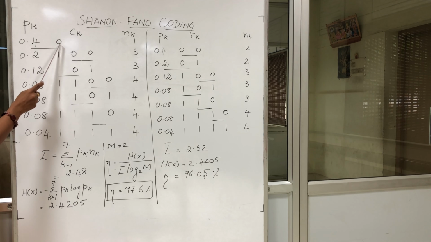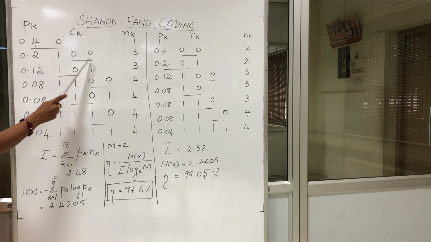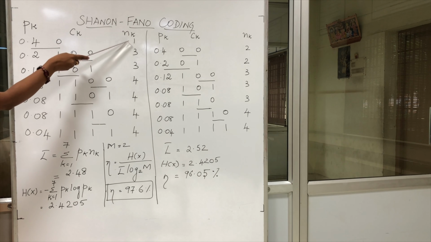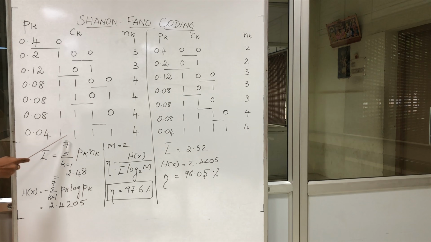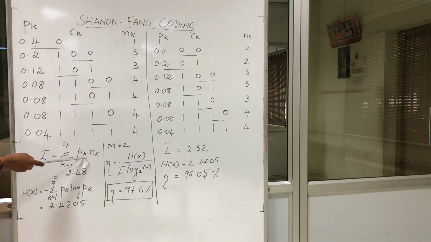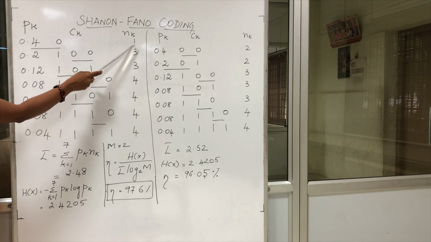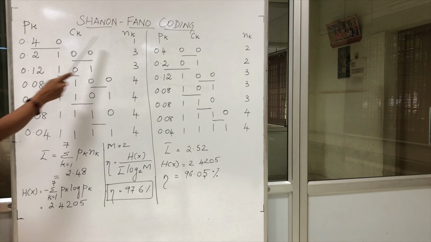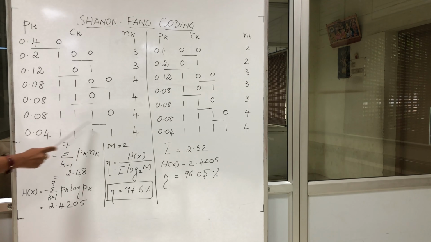0.4 has been assigned 0, 0.2 is 100, similarly 0.12 is 101. Now let n_k indicate the number of bits present in every code word. To calculate the efficiency, the L bar value is the average length. This is the formula: we multiply the probability by the respective number of bits in the code word and sum it up. So it goes like this: 0.4 into 1 plus 0.2 into 3, and so on, up to 0.04 into 4. The answer obtained is 2.48.